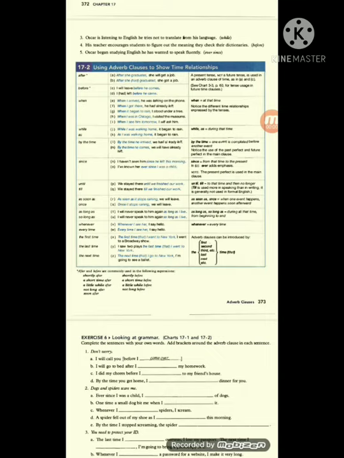Next, 17.2 Using adverb clauses to show time relationships. After, A and B. After she graduates, she will get a job. After she graduated, she got a job. A present tense, not a future tense, is used in an adverb clause of time, as in A and C. Before, C and D. C. I will leave before he comes. D. I had left before he came.